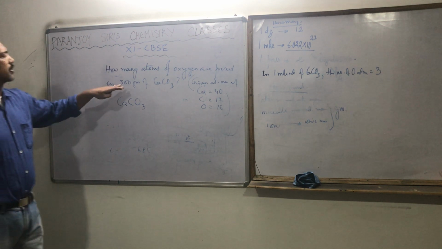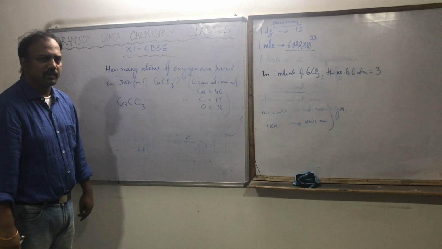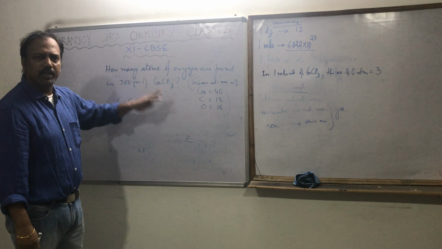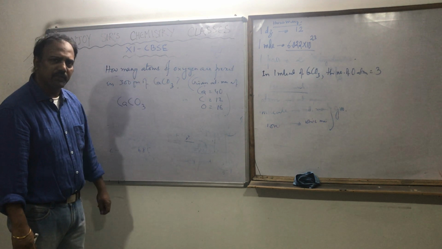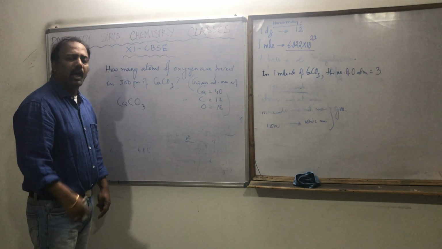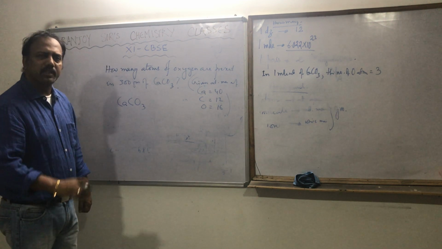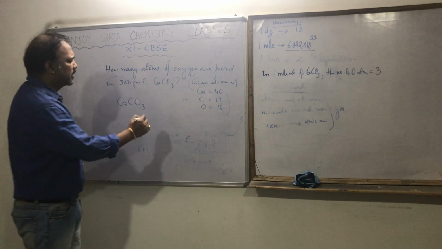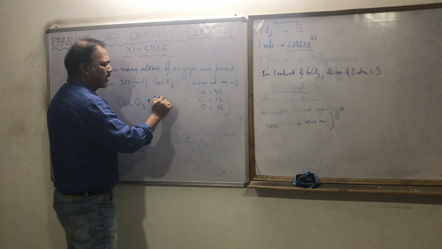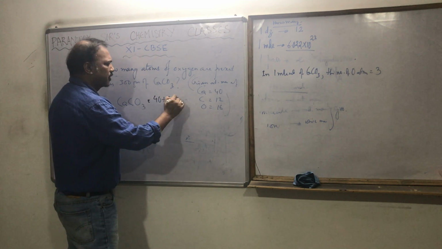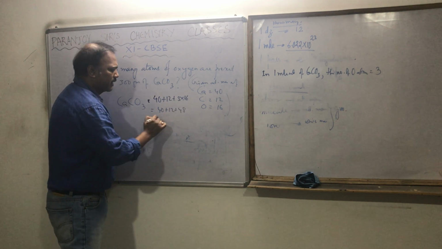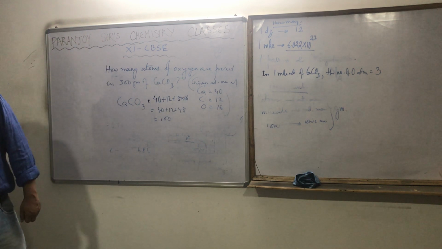Okay? Now, 300 gram of calcium carbonate is there. First of all, we must understand that 300 gram of calcium carbonate means how many molecules of calcium carbonate? To know that, first we must understand how much mole is there, and to know the mole, we must know its molecular mass. So what is the molecular mass of calcium carbonate? Calcium is 40 plus carbon is 12 plus this is 3 into 16, that is 40 plus 12 plus 48, equal to 100.